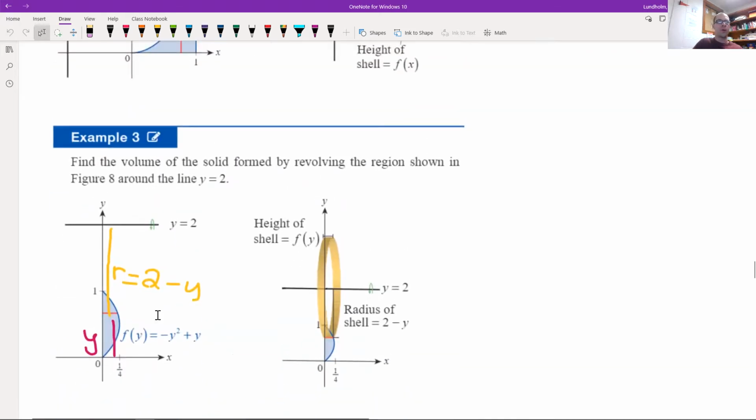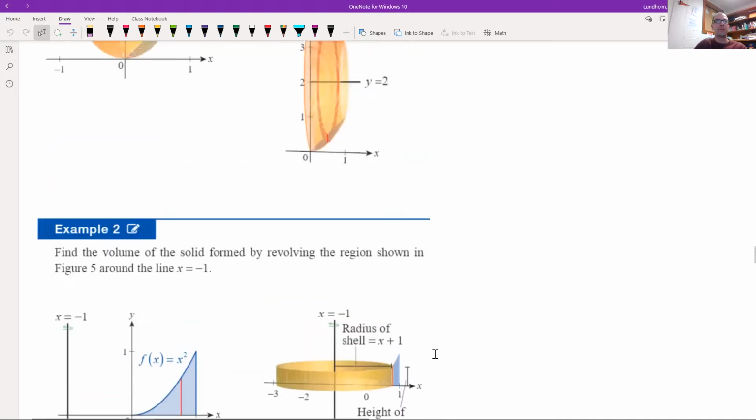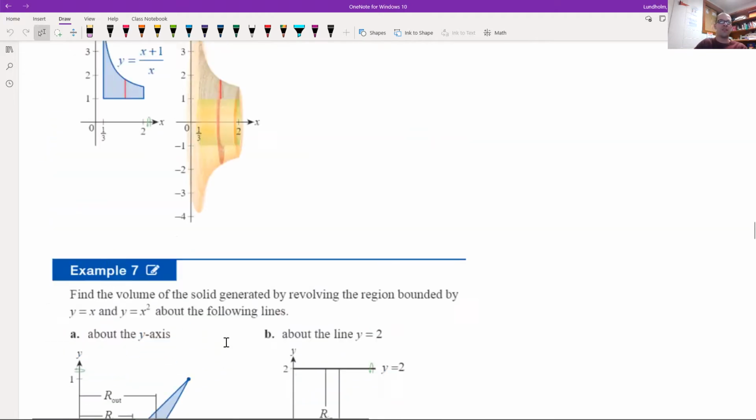I think we're moving on to an example like this where the axis of rotation is not necessarily one of the principal axes. An example like that will be good, to think about the radius of the shell a little bit harder there. But we have the fundamentals down of the idea.